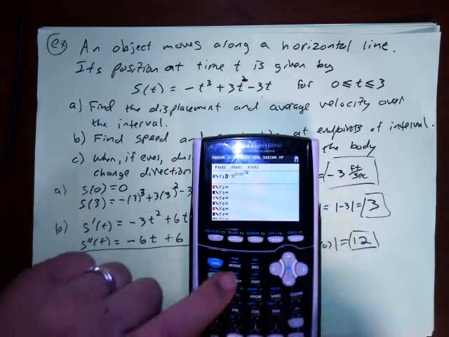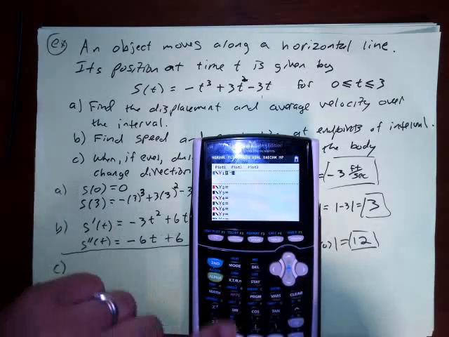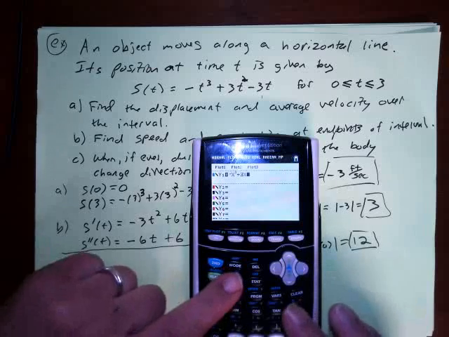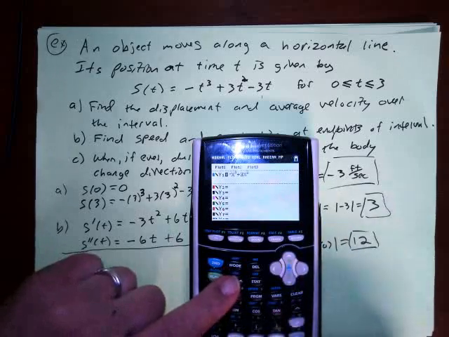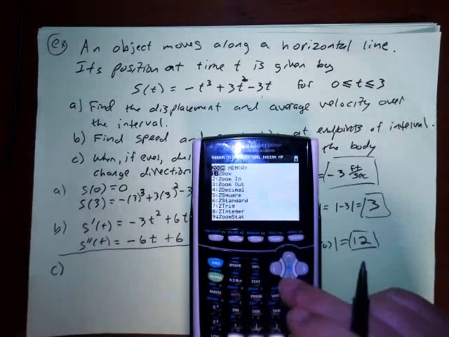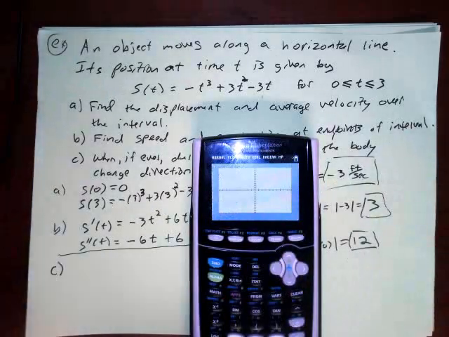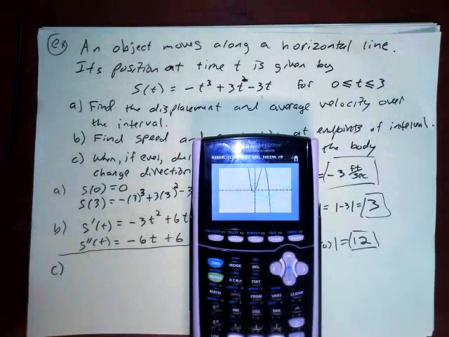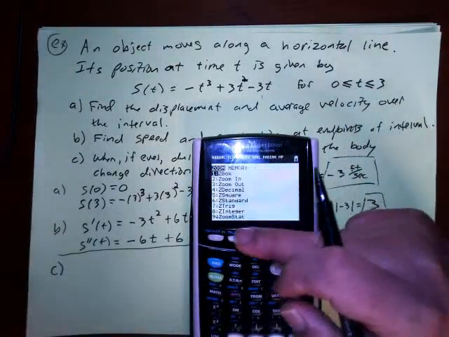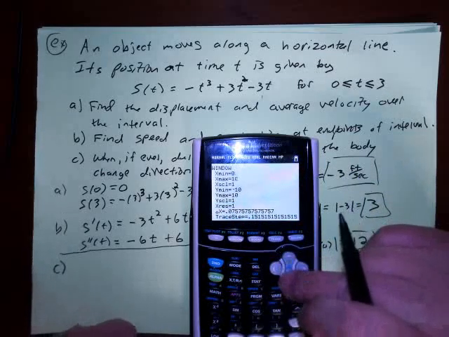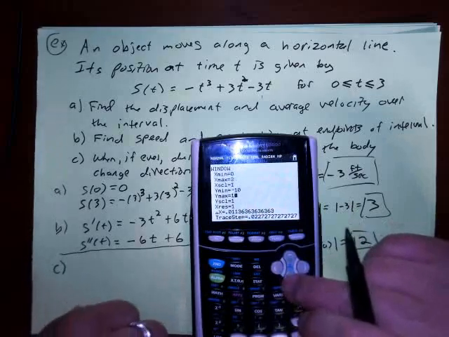Let me try that again. Negative x cubed, and I've got to make sure to go down, plus 3x squared, go down, minus 3x. Okay, so now I'll just do a standard window. Good enough. So here's what our function is doing. Now I'm going to increase this a little bit. Maybe I'll do 0 to 3 because that's our interval, and then I'll increase this max to 15.